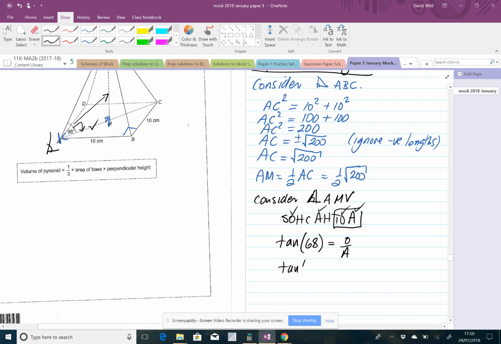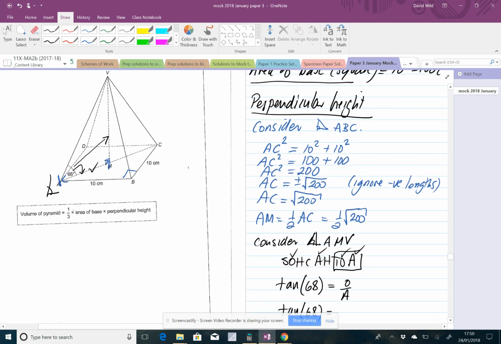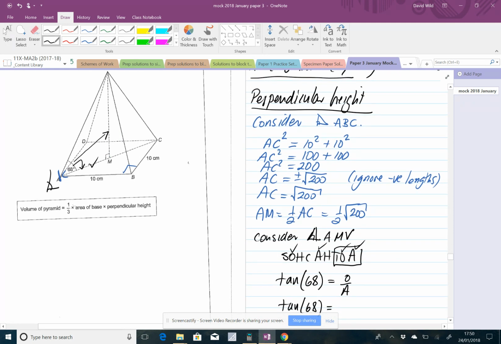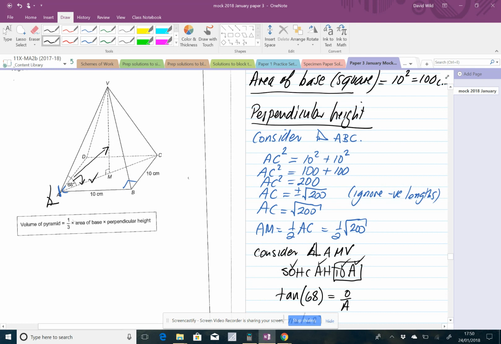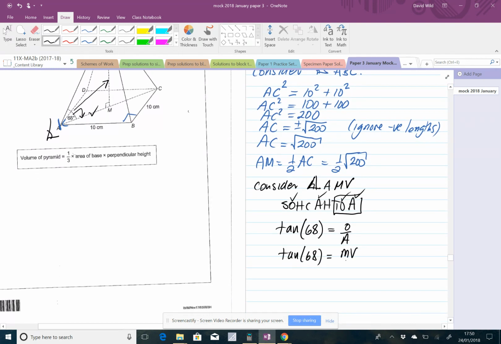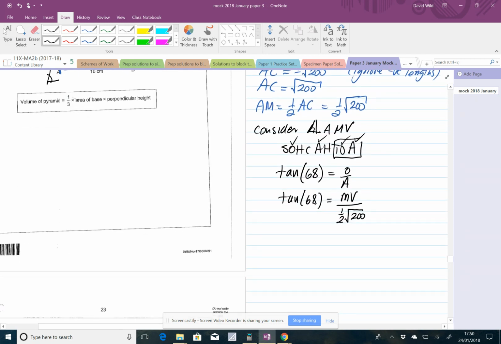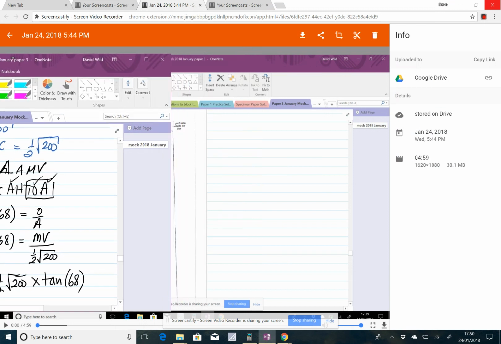So we're going to get the tangent of 68 degrees, the opposite. Now that's the length that we're trying to find. So that's the length MV divided by the adjacent. Now that's the one that we found earlier, so that's half square root 200. So to find MV, we're going to multiply both sides by this denominator. So MV is a half square root 200 times the tangent of 68.